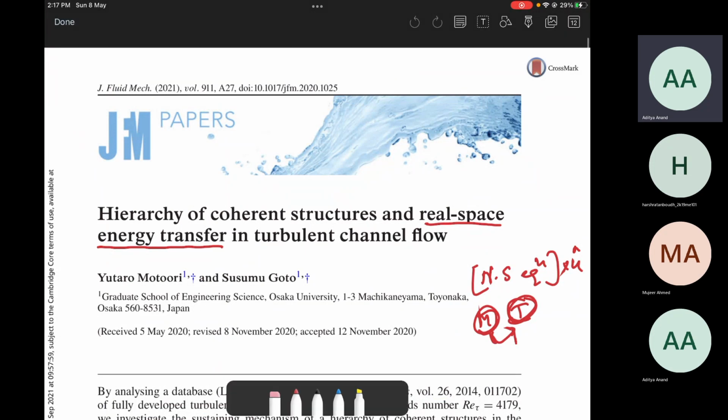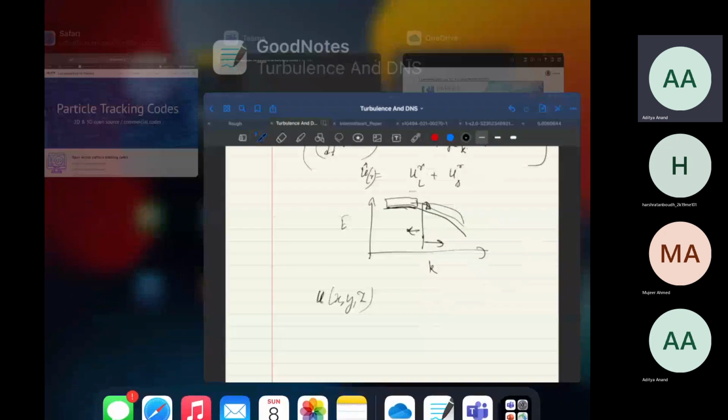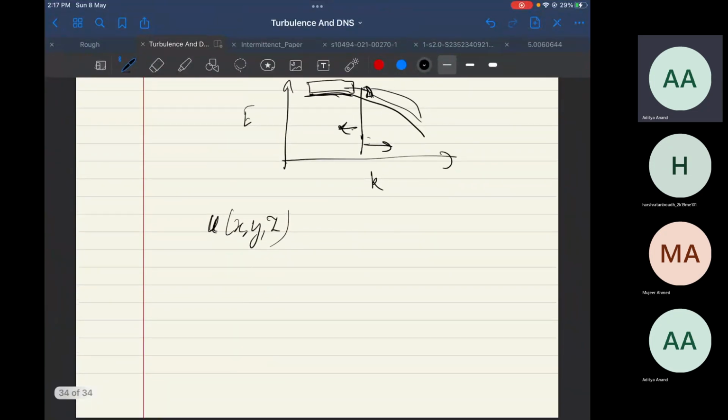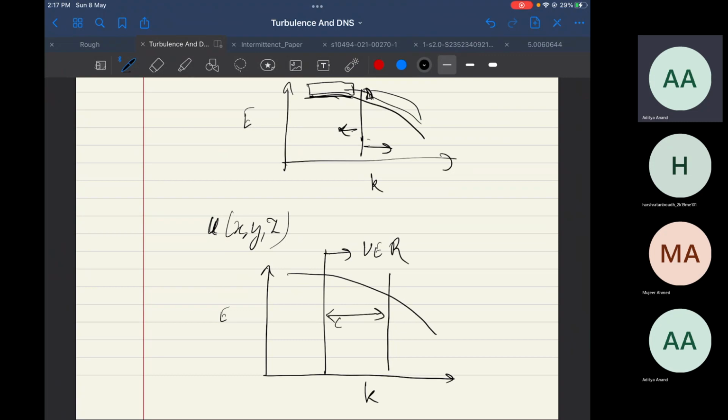When we talk about energy transfer, people mostly deal with the inertial range and dissipation range scales. So if you remember, we had talked about the universal equilibrium range, the inertial range. So this is the spectra. There is something called the universal equilibrium range, and in between you have the inertial subrange. And this one is called the dissipation range.